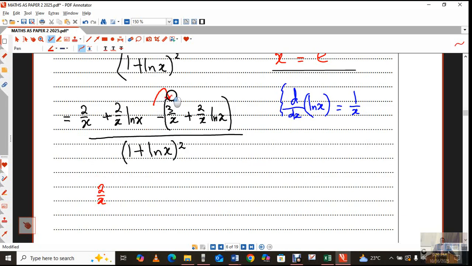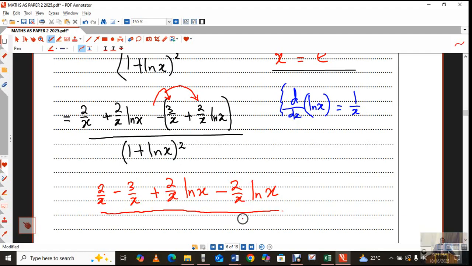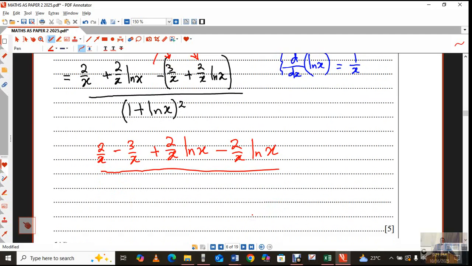And here, if you distribute, you're going to have minus 3 over x. Then I have plus 2 over x times the natural log of x. And this times that gives you minus 2 over x, the natural log of x. Effectively, you will see that those two terms at the end definitely cancel each other. So you have (1 plus the natural log of x) all squared.